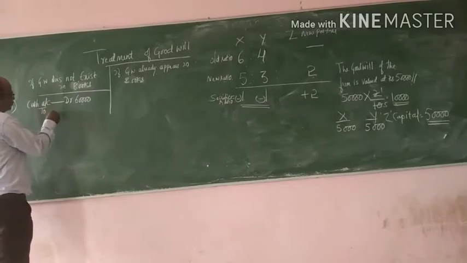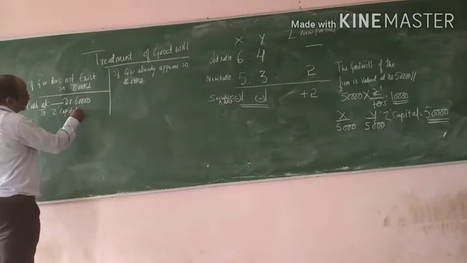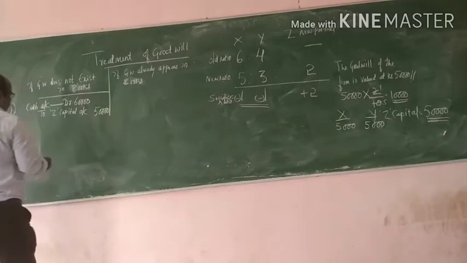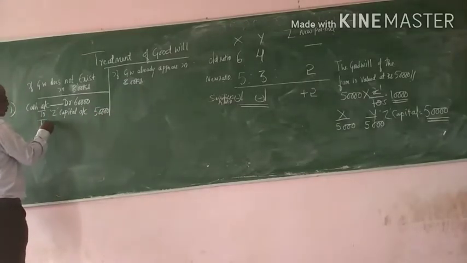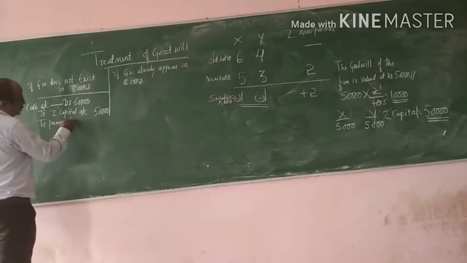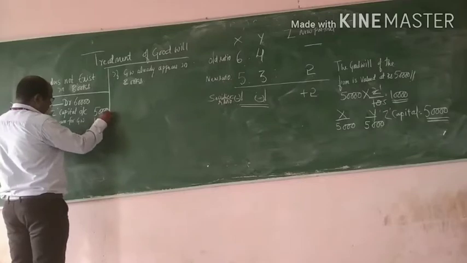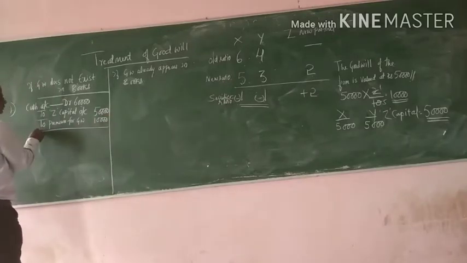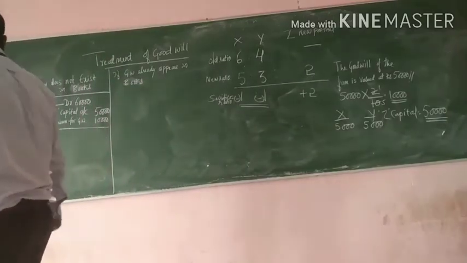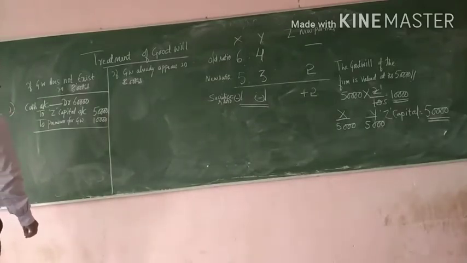To Z capital amount 50,000, to premium for goodwill 10,000. And this will be the journal. And this goodwill amount, premium for goodwill amount, should be transferred to the old partners' capital accounts.